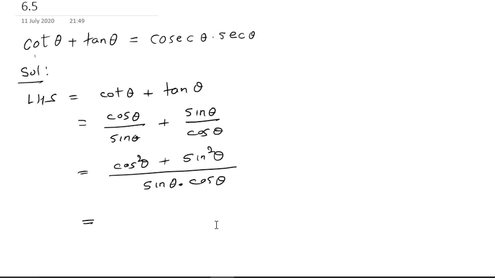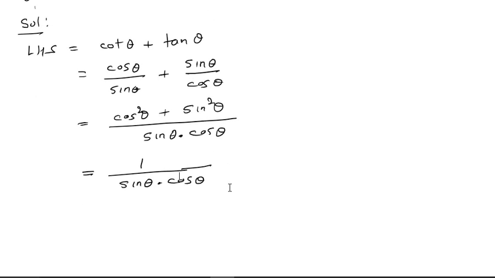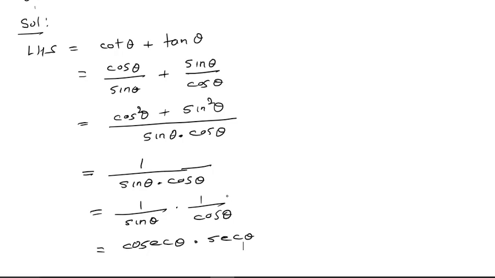Now cos square theta plus sin square theta is 1, so it is 1 upon sin theta into cos theta. Now see what we have to prove. We have to prove cosec theta into sec theta. So I can write this as 1 upon sin theta into 1 upon cos theta. 1 upon sin theta will be cosec theta and 1 upon cos theta is sec theta. So this is my RHS, right hand side.